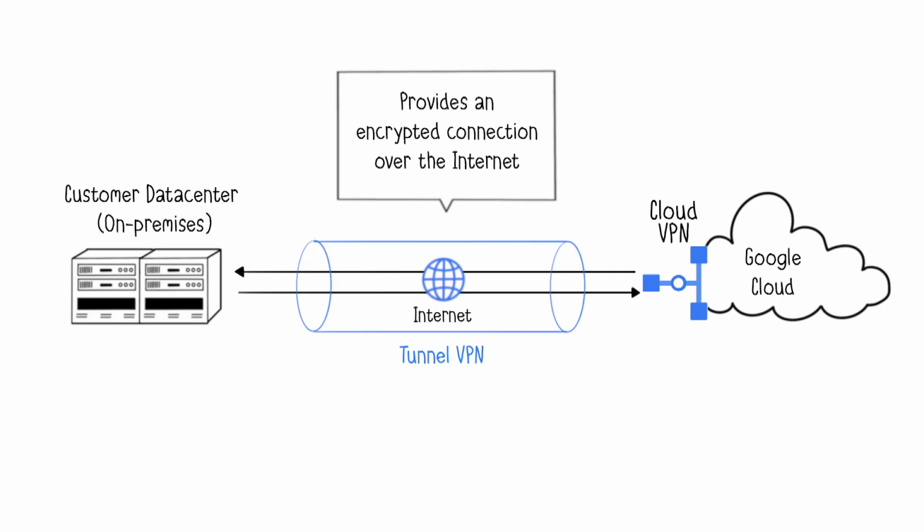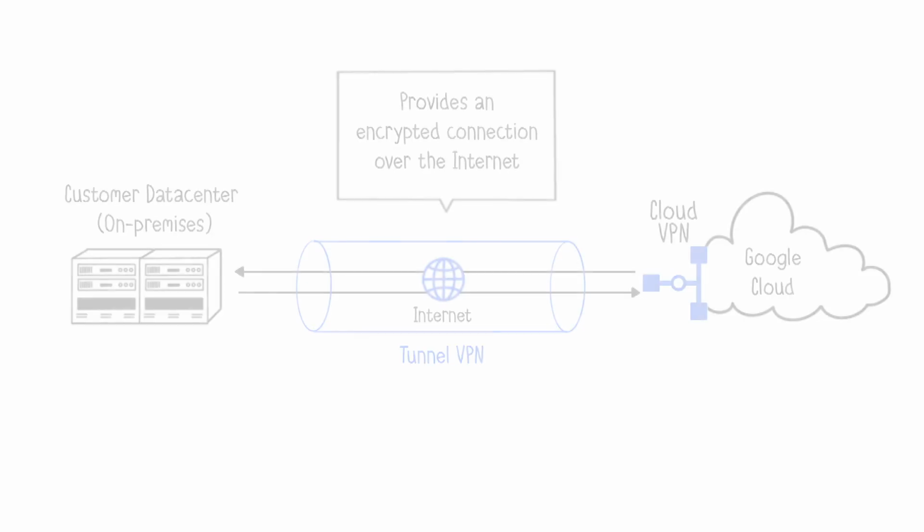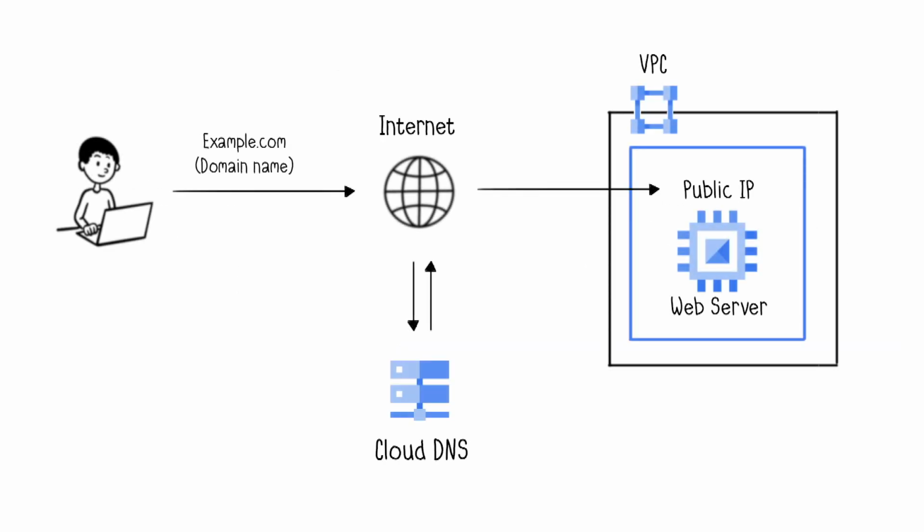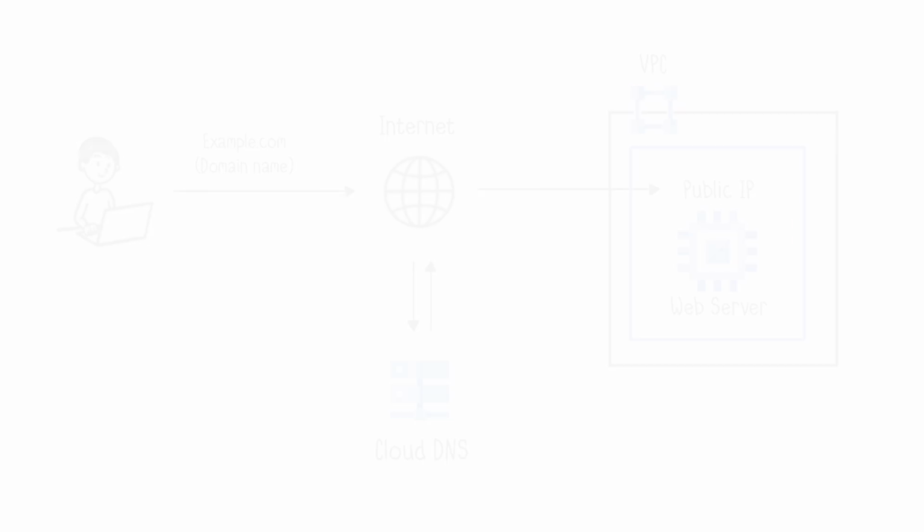Cloud Interconnect is preferred for maximum performance and enhanced security, while Cloud VPN is a more flexible and cost-effective solution for establishing secure tunnels over the public internet. Cloud DNS is a domain name system service that publishes your domain names on a global network of servers for all your domain name resolution needs.